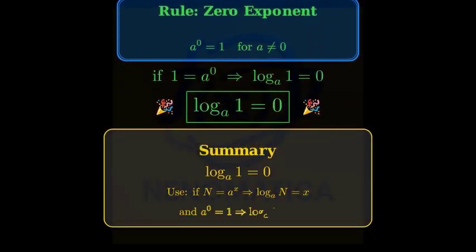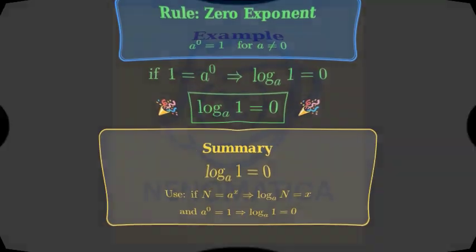Summary: we followed the original structure exactly. The theorem says the logarithm of 1 to any base is 0. Using the definition and the zero exponent rule, a to the 0 equals 1, we substituted to get log base a of 1 equals 0.